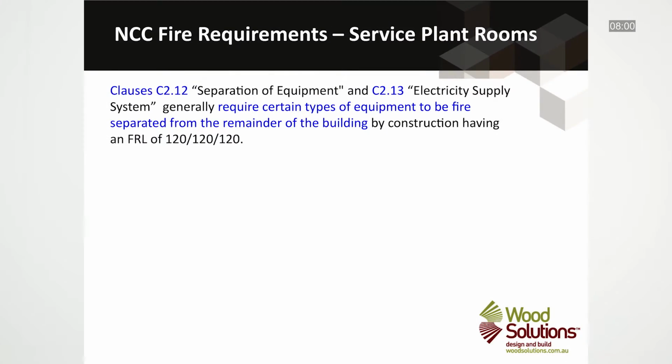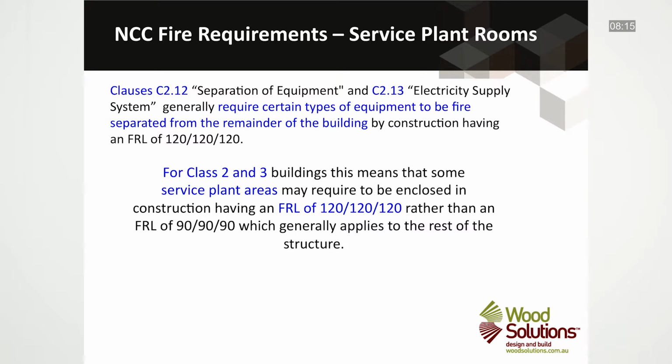Service plant rooms also have quite specific NCC requirements. Clauses C2.12, separation of equipment, and C2.13, electricity supply system, generally require certain types of equipment to be fire separated from the remainder of the building, by construction having an FRL of 120-120-120. For Class 2 and 3 buildings, designed to the NCC DTS provisions, this means that some service plant areas may require to be enclosed in construction having an FRL of 120-120-120, rather than the FRL of 90-90-90, which generally applies to the rest of the structure.